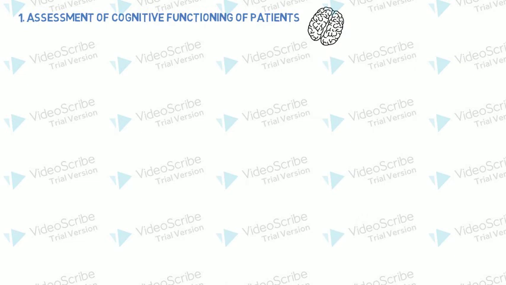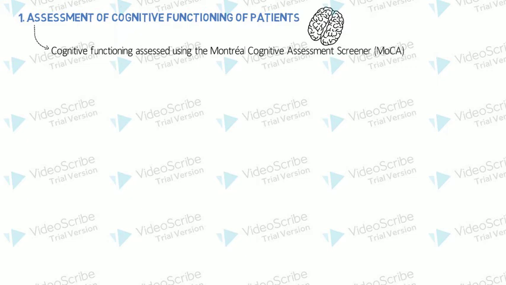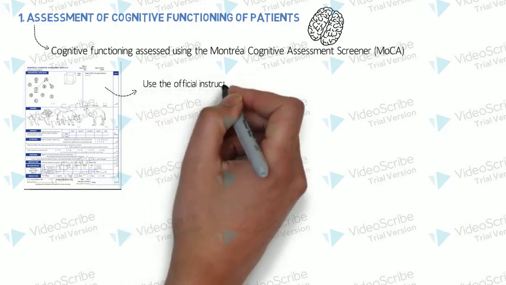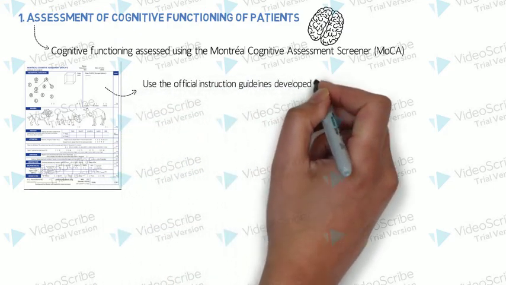The cognitive functioning of patients with congenital heart disease is evaluated using a validated questionnaire or instrument. We will use the Montreal Cognitive Assessment Screener, or shortly said, the MoCA. The MoCA is a one-pager. For administration of these tests, one can use the official instructions that are developed by the MoCA.